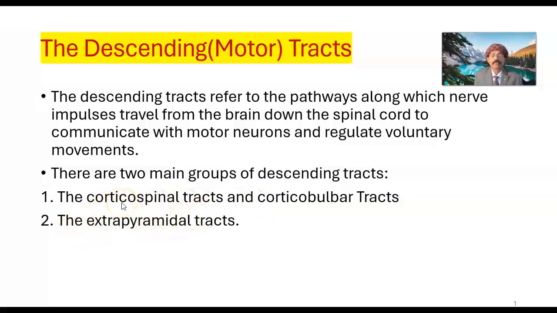The corticospinal tract extends from the cerebral cortex to the anterior horns of the spinal cord. The corticobulbar tract passes along with the corticospinal tract and ends in the motor cranial nerve nuclei in the brain stem, like the facial nerve, the hypoglossal nerve, the oculomotor nerve, or the mandibular nerve. We'll give more emphasis to the corticospinal tract, which is also called the pyramidal tract.